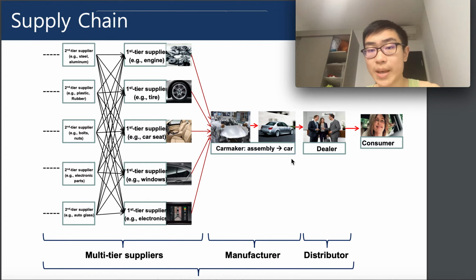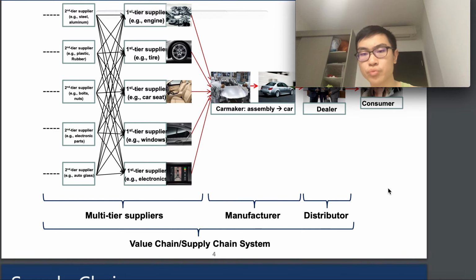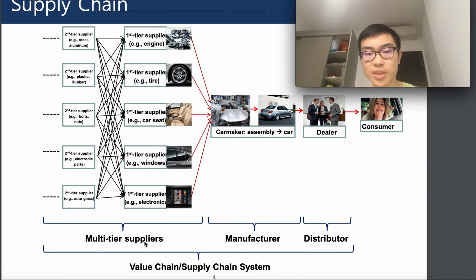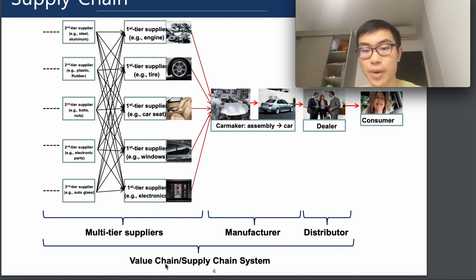After that, we try to assemble, and then we go to the dealer. If it's a car company, we go to the dealer, and the dealer will sell the cars to the customer one by one in the shop, which you may have experienced when your parents buy a car. So the multi-tier suppliers, then we have the manufacturer, and then we have the distributor. We distribute it to the customer. So this is about the value chain or the supply chain system.